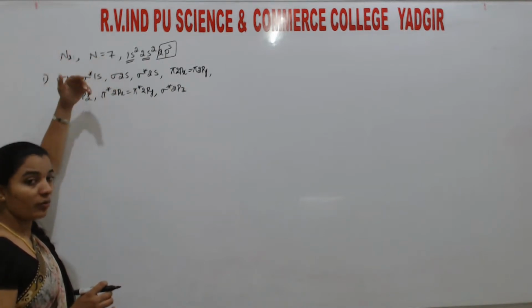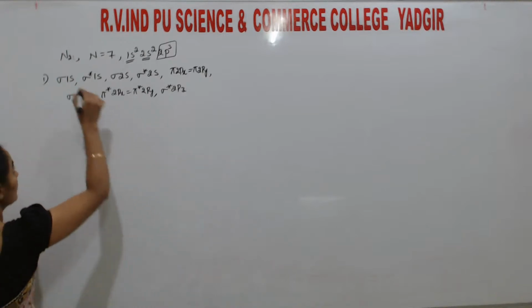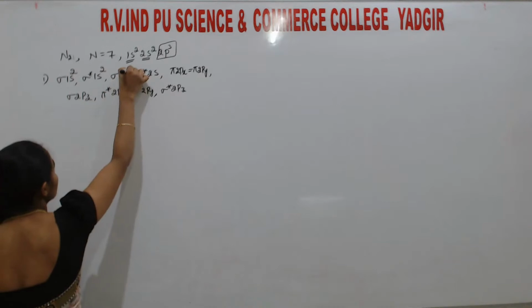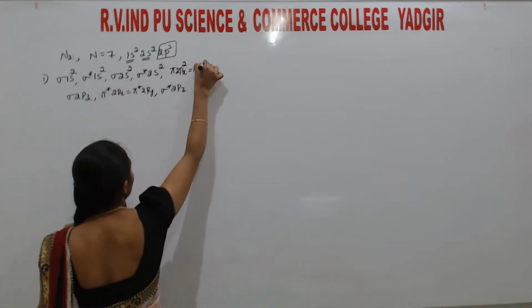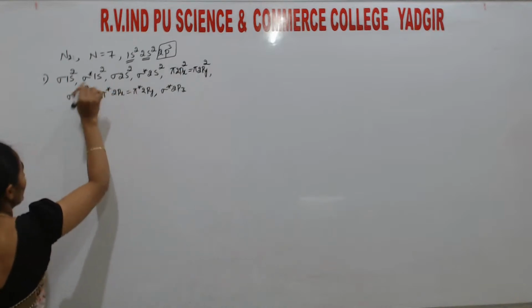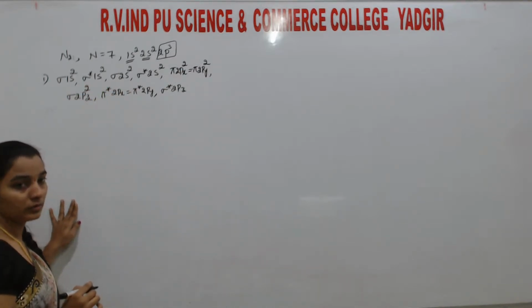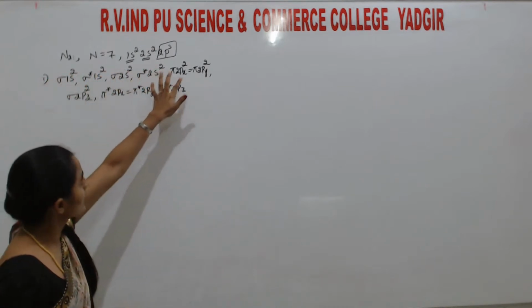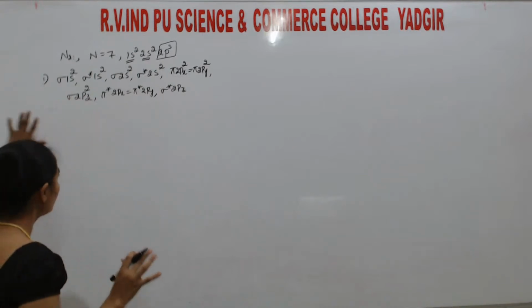For two nitrogen, how many electrons? 14. First to divide them here: 2, 4, 6, 8, 10, 12, 14. Understood? Listen here: 14 electrons are there. Okay?